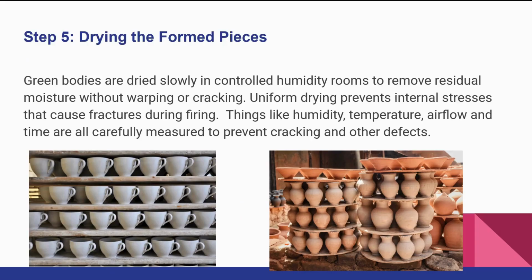Step 5. Drying the formed pieces. The green bodies are dried slowly in controlled humidity rooms to remove residual moisture without warping or cracking. Uniform drying prevents internal stresses that cause fractures during firing. Things like humidity, temperature, airflow, and time are all carefully measured to prevent cracking and other defects.